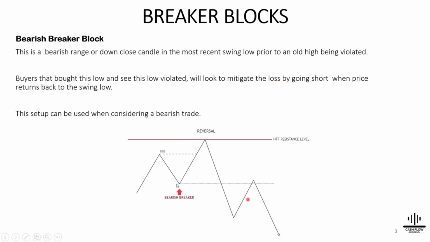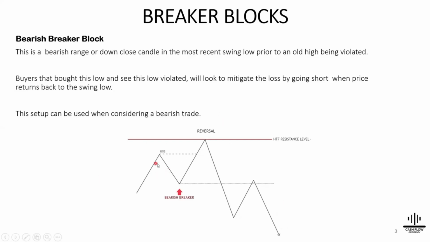So once price returns back to this low, this was where they entered initially, they will mitigate their losses by entering a sell trade. This setup can be used when considering a bearish trend. So the bearish breaker block is used when considering a bearish trade.